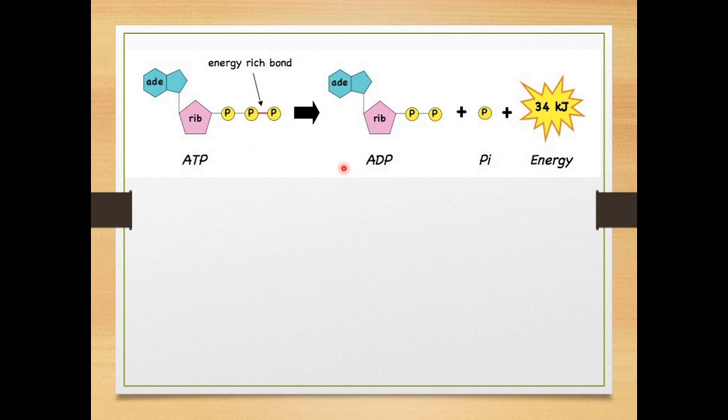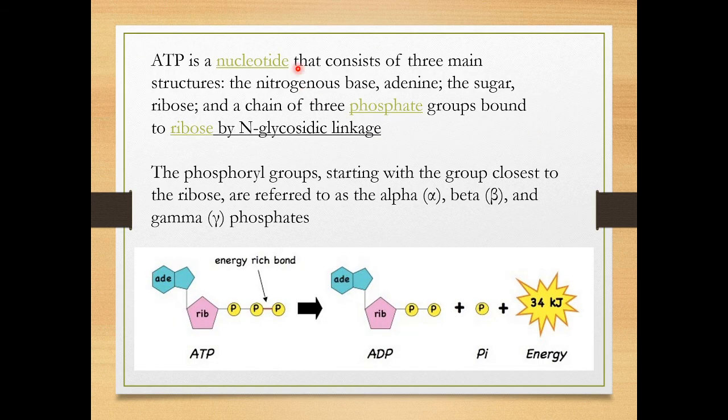When the ATP is broken down, one phosphate is removed and energy is released. So when this bond breaks, what product do you get? ADP plus one inorganic phosphate is liberated, and 34 kilojoules of energy is liberated. So ATP is broken down into ADP plus inorganic phosphate plus energy. So ATP gives a lot of energy during the metabolic process.